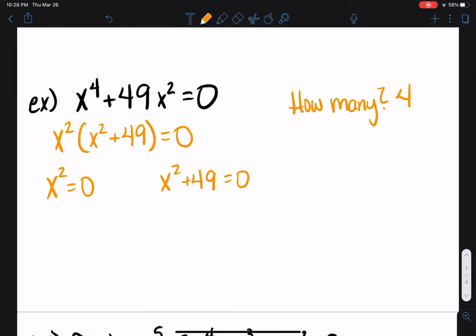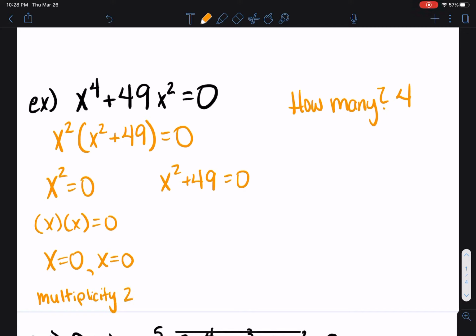We know from yesterday that we can break x squared down into x times x equals 0. So x equals 0 and x equals 0. This is the same thing, but this means that x equals 0 has a multiplicity, remember from yesterday, of 2. So that counts as 2 roots, even though it's the same number. This other equation should also have 2 roots. That way we have 2 here, 2 there. That would be 4. 2 plus 2 equals 4.